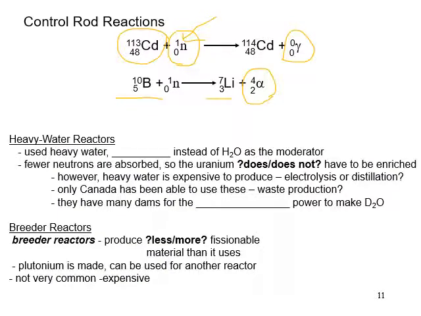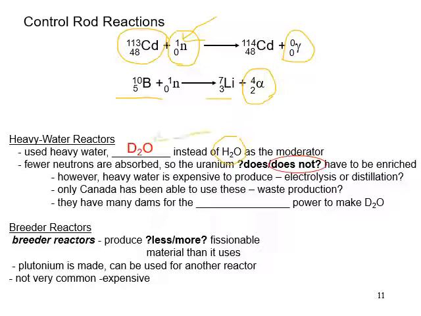Different types of reactors. There's one called heavy water reactors. They use heavy water, which is D2O instead of H2O, as the moderator. That means fewer neutrons are absorbed, so the uranium does not have to be enriched. Fewer neutrons are absorbed, so I guess regular water absorbs a lot more neutrons.